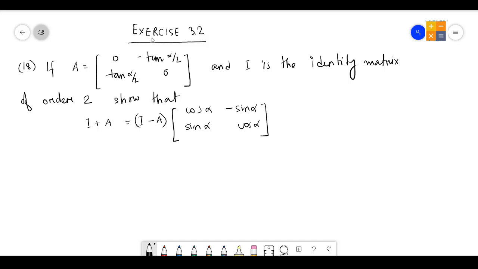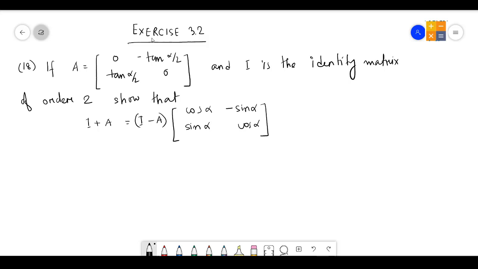Hello everyone. Through this video, we are going to discuss question number 18 of exercise 3.2 in the chapter of matrices. So here goes the question. If capital A equals, actually this is a 2 by 2 matrix given to us involving trigonometric quantities. So A is equal to 0, minus tan alpha by 2. Then in the second row we have tan alpha by 2 and 0.